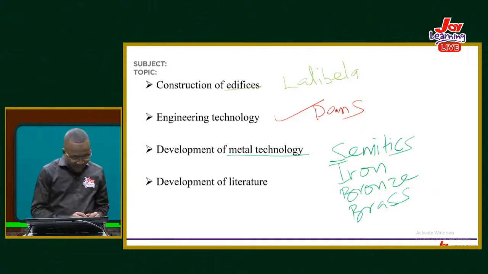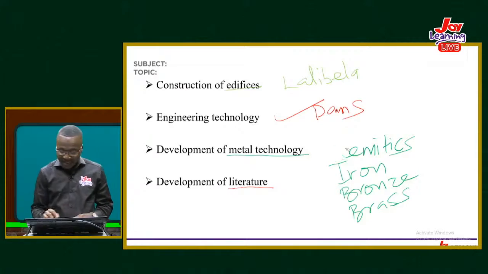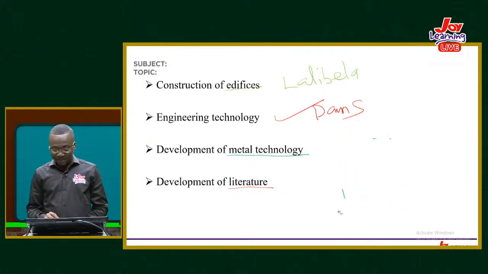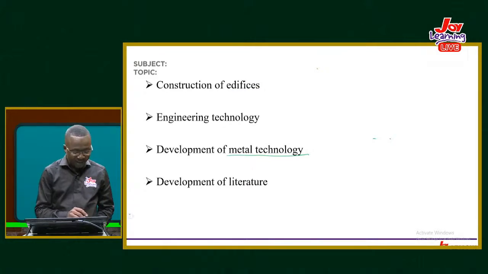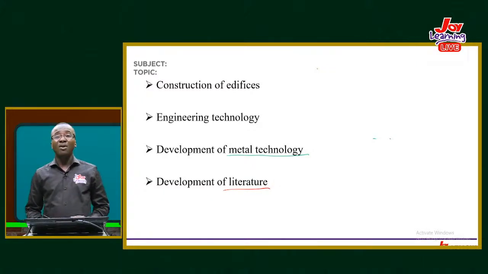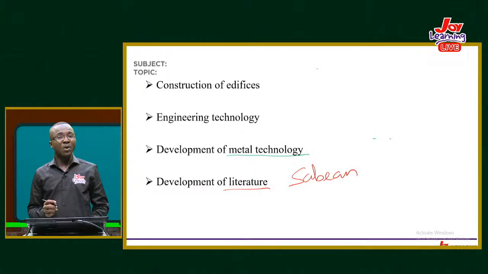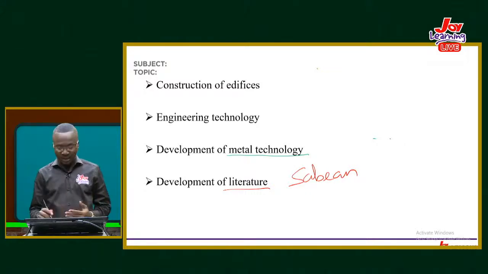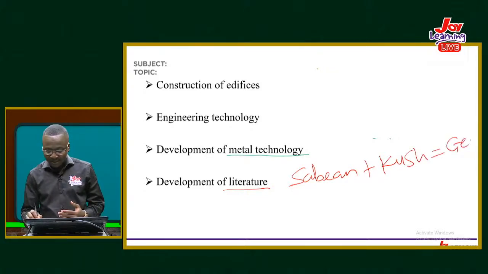The final achievement in the area of art we want to look at is in the area of literature. Okay, so in the area of literature, we said earlier that the Semitics who came to settle amongst the Axumites came with their writing. And I said earlier that the writing introduced by the Semitics or the immigrants was the Sabaean writing or language. Now, the Axumites borrowed the Sabaean language and then mixed it with their local language, which is the Kush language, and then they produced the Giz language.